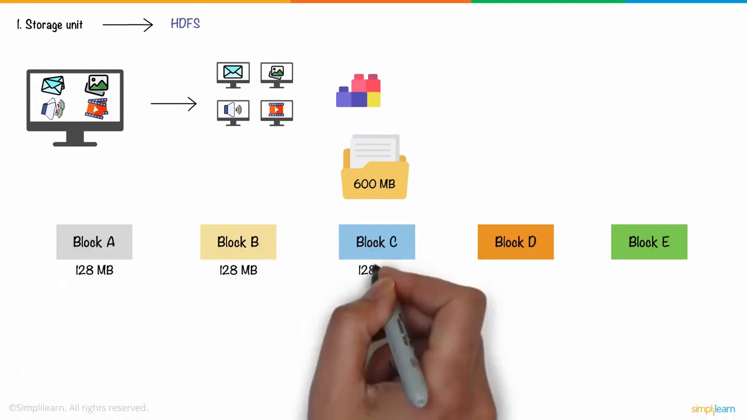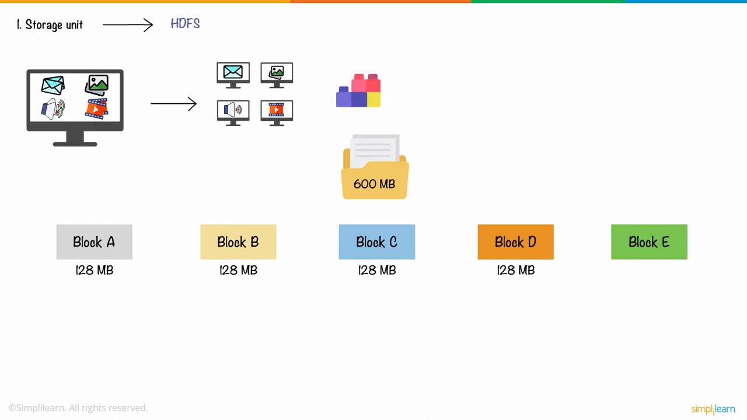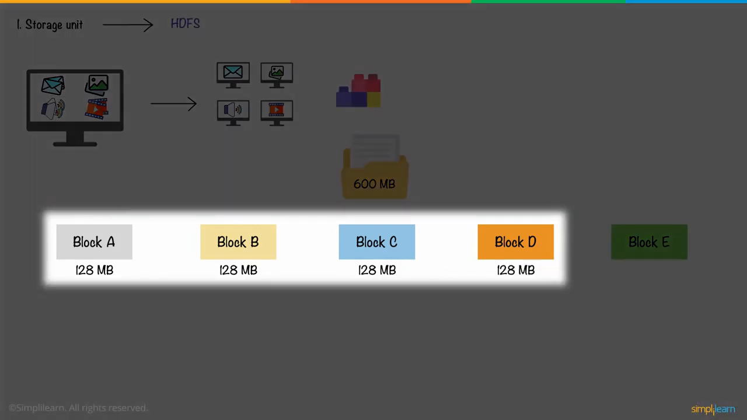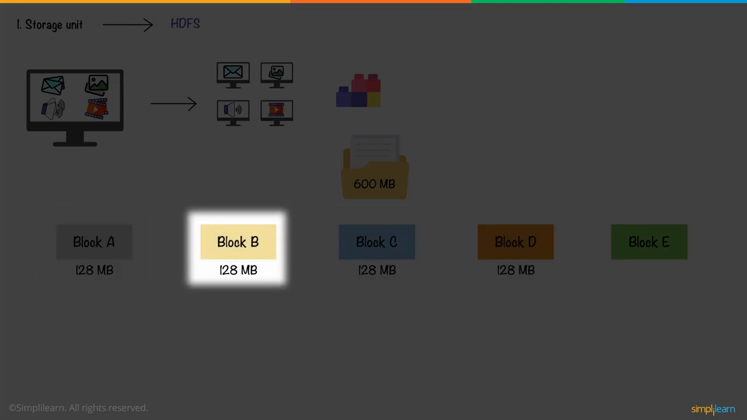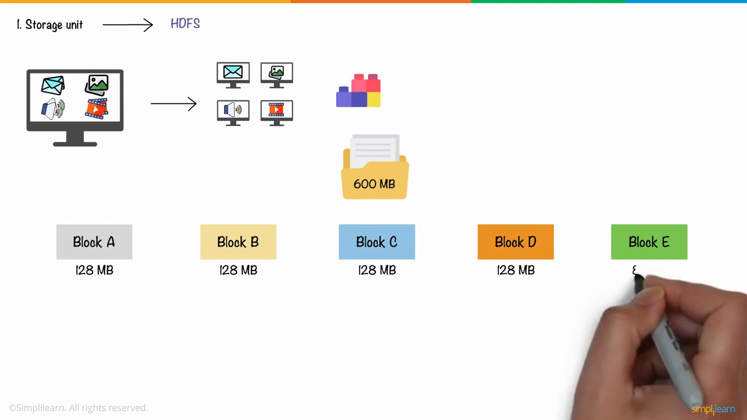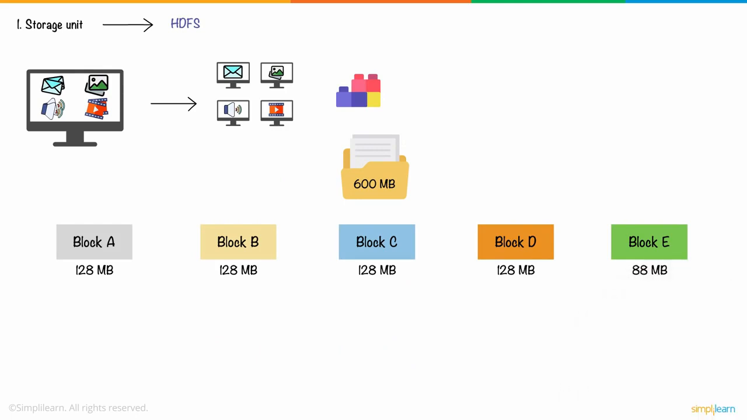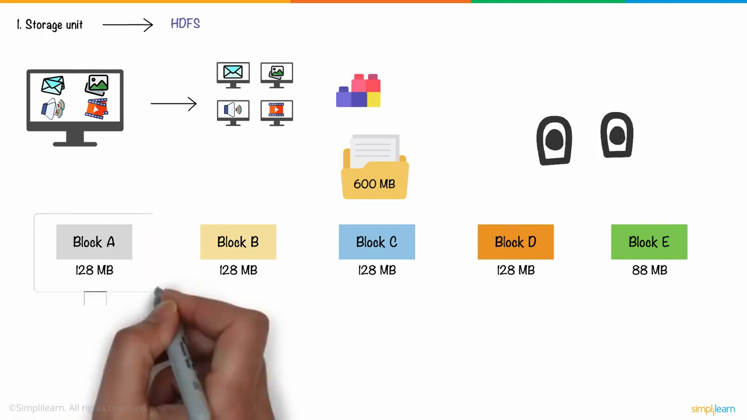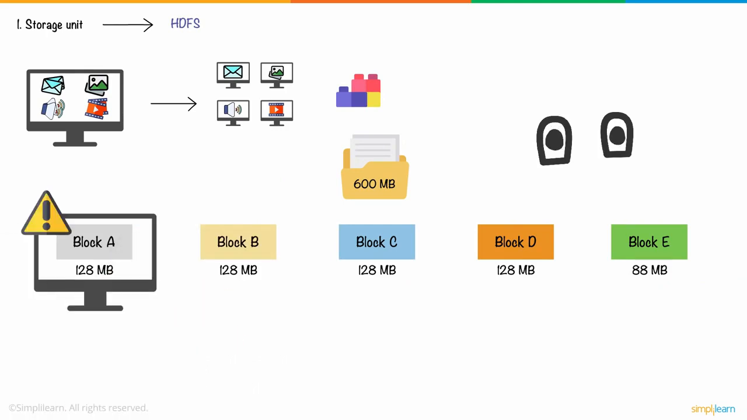128 megabytes is the default size of each block. Hence, 600 megabytes will be split into 4 blocks, A, B, C, and D of 128 megabytes each, and the remaining 88 megabytes in the last block, E. So, now you might be wondering, what if one data node crashes? Do we lose that specific piece of data? Well, no. That's the beauty of HDFS.